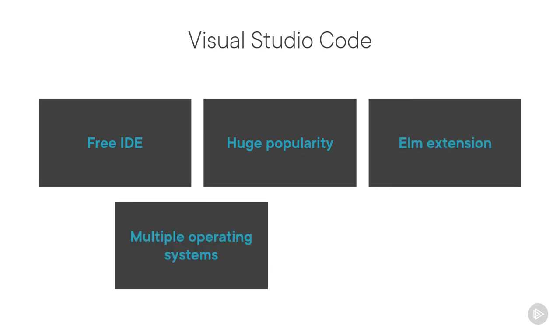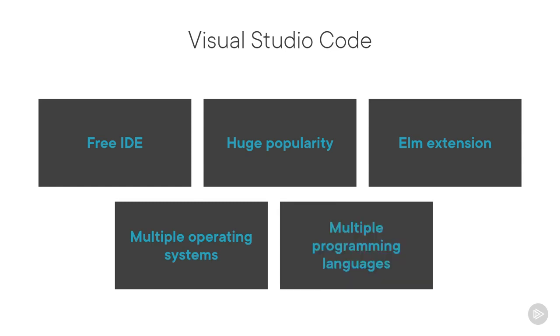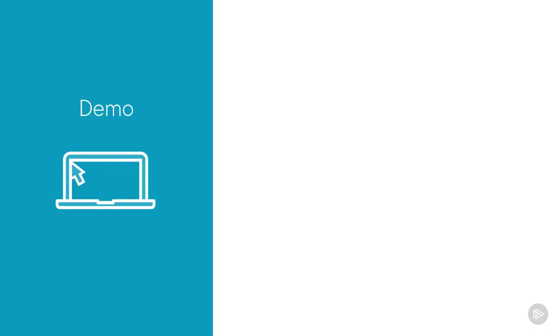Fourth, you can use Visual Studio Code on Windows, macOS, or Linux. Finally, Visual Studio Code works for various programming languages. For example, many developers also use Visual Studio Code for writing JavaScript code. For these reasons, we are going to use Visual Studio Code for writing Elm code throughout this course. Let's demo how to prepare Visual Studio Code for writing Elm code.